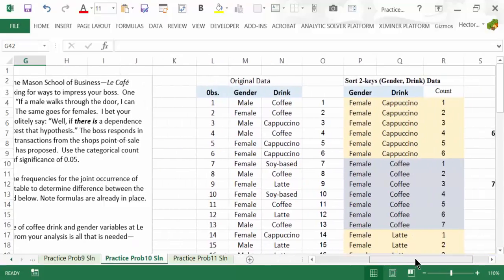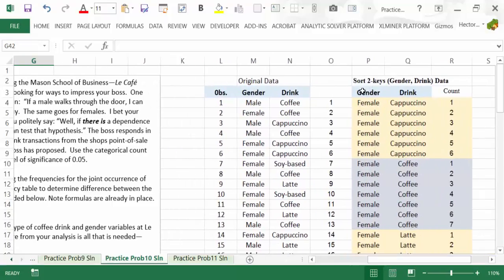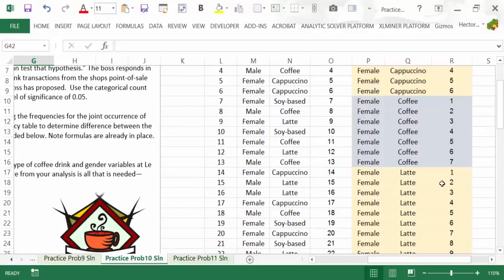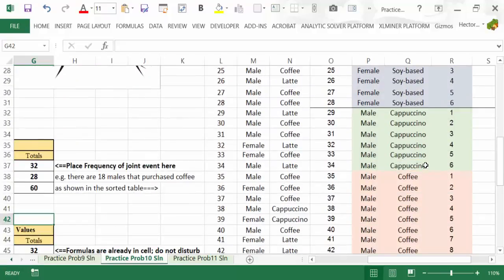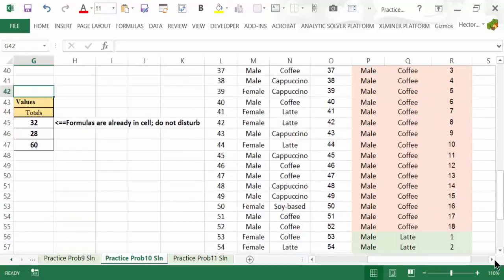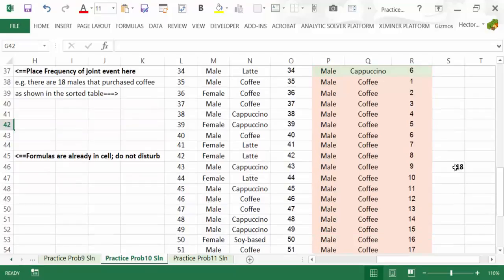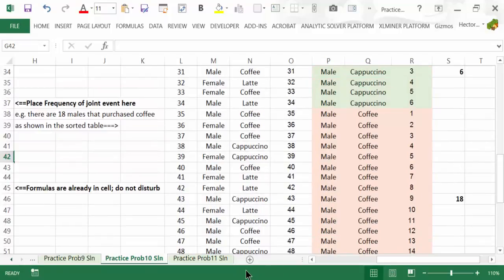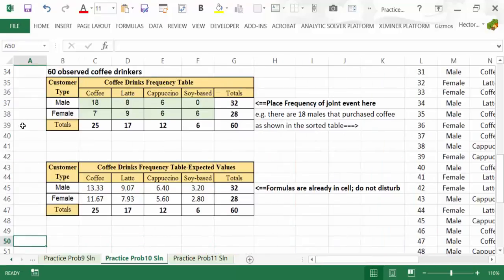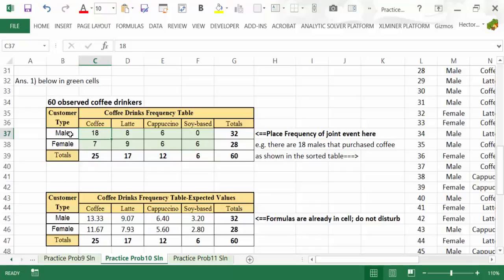So I do a lot of sorting. I create a sort on the basis of gender and drink type, and I organize all the females who drank cappuccino, all the males that drank, all the females that drank coffee, latte, soy-based drinks, etc. And I count up the observations. For example, there are 18 males that drank coffee. The result is a table that organizes this data, a contingency table. It says of the 32 males that were sampled, 18 drank coffee, 8 drank latte, etc. And for females, here are the numbers.